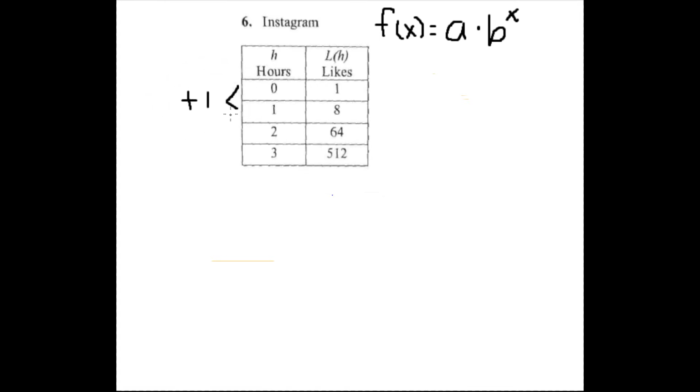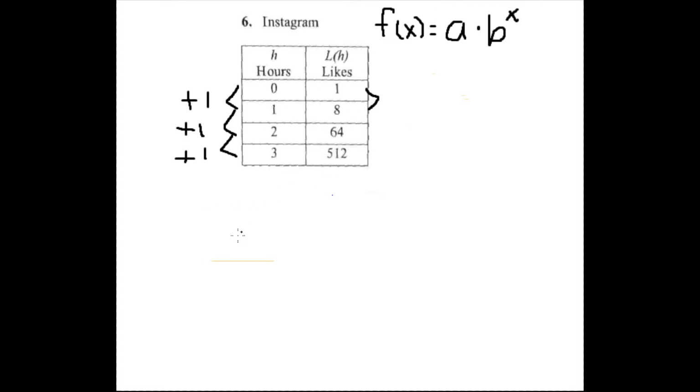So to go from 0 to 1, we add 1. To go from 1 to 2, we add 1. And to go from 2 to 3, we add 1. So yes, the left side is increasing at a constant rate. So now I can look at the right side, and I want to see if, when I go from one output to the next, am I multiplying by the same value, right? Is my multiplier constant? What is my constant multiplier?